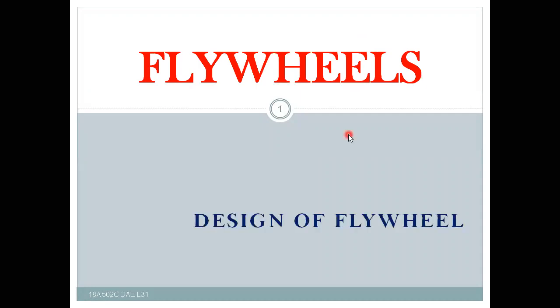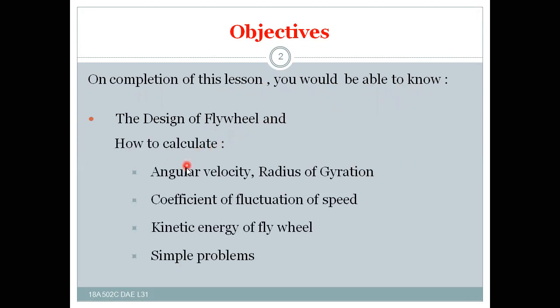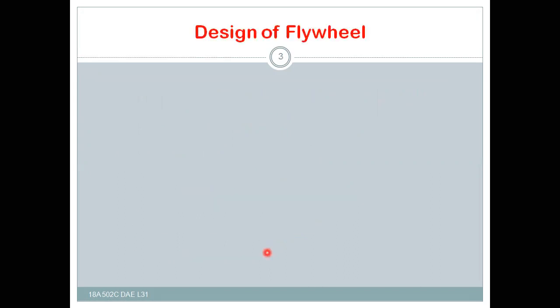Let us discuss in this lesson about flywheels once again. In this design of flywheels, the objectives of this lesson: on completion of this lesson, you would be able to know the design of flywheel and how to calculate angular velocity, radius of gyration, coefficient of fluctuation of speed, kinetic energy of flywheel, and some of the simple problems. First of all, let us see the design of flywheel.